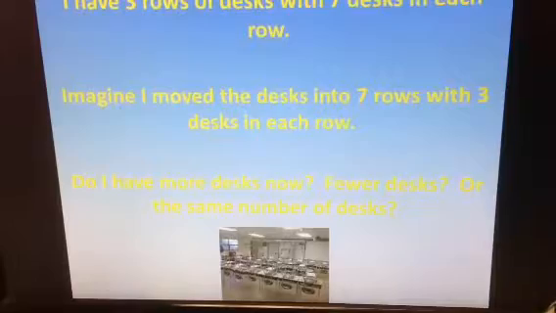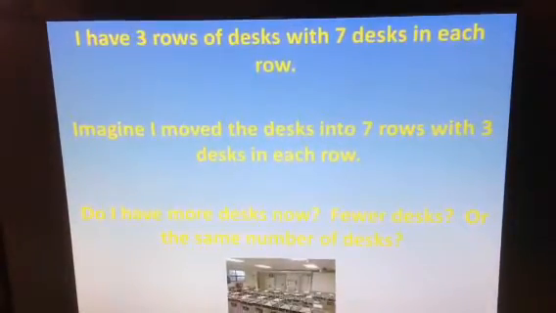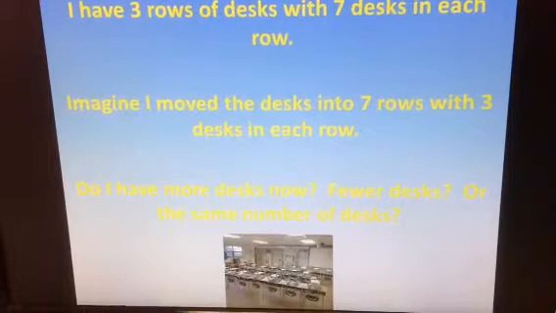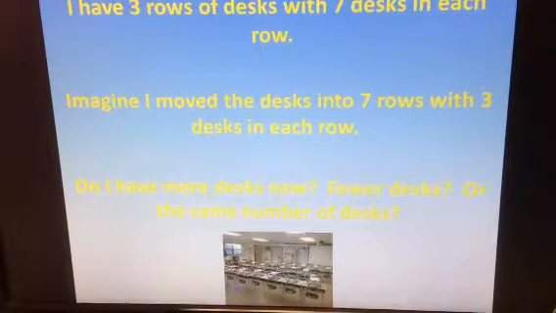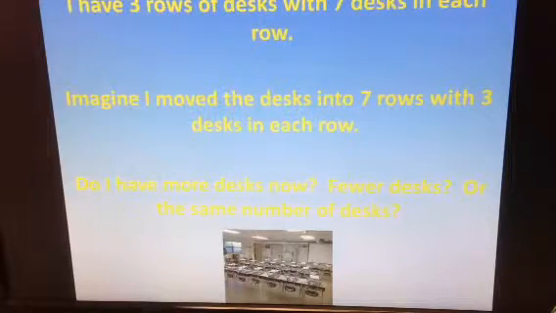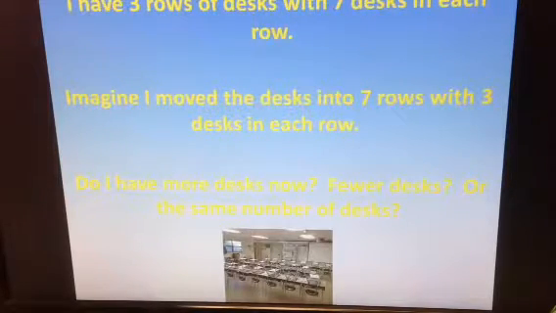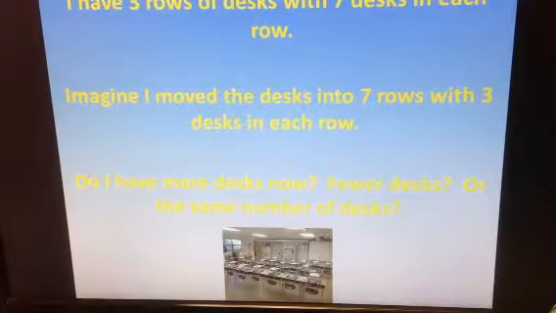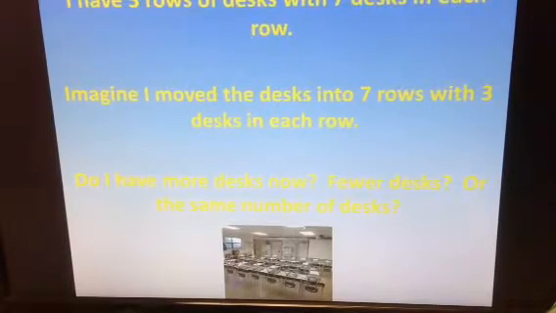Oh, the top part here is hard to read, but it says I have 3 rows of desks with 7 desks in each row. Imagine I moved the desks into 7 rows with 3 desks in each row. So instead of being a 3 by 7 array, I changed it to a 7 by 3 array. Do I have more desks now, fewer desks, or the same number of desks? Students knew I would have the same number of desks.